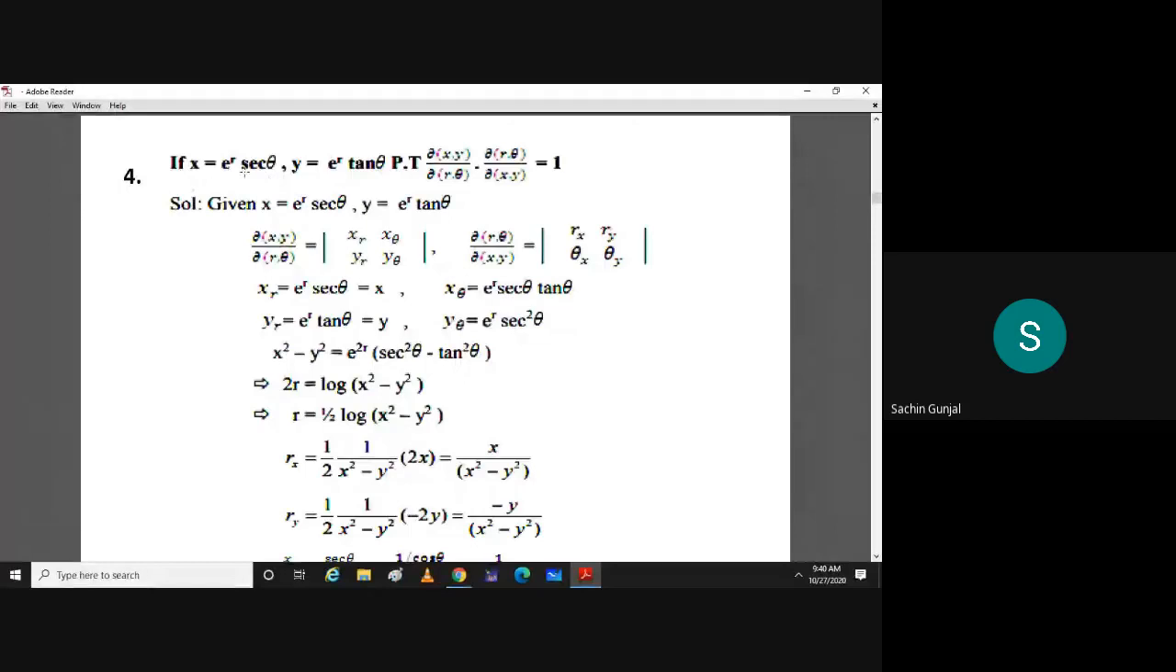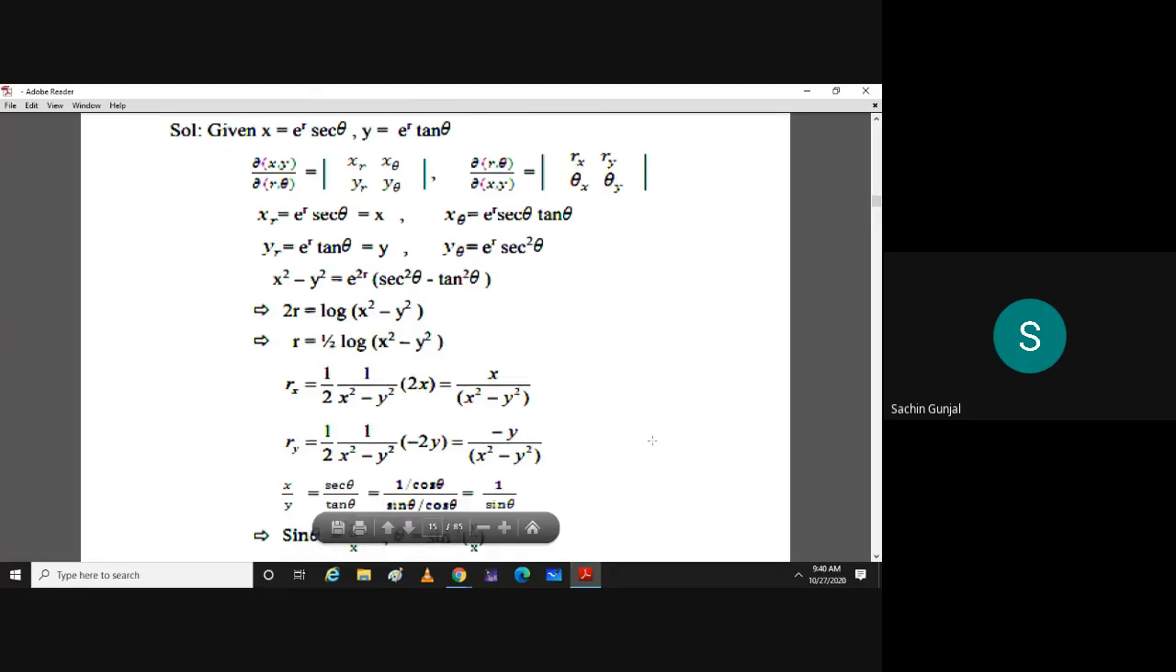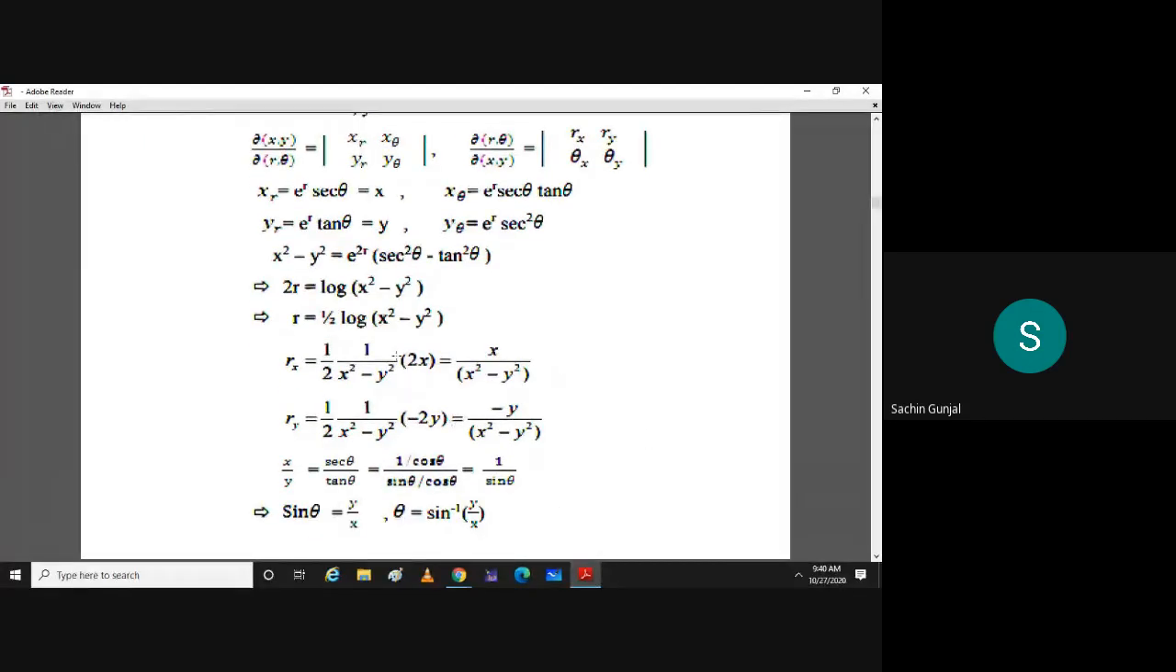Okay, x upon y will be e raised to r sec theta upon e raised to r tan theta. So you can see that x upon y is sec theta upon tan theta, which is nothing but 1 by sine theta. So sine theta is y by x. Therefore, theta is sine inverse y by x. And so you have got r as a function of xy and theta as a function of xy. So you can calculate these partial derivatives.